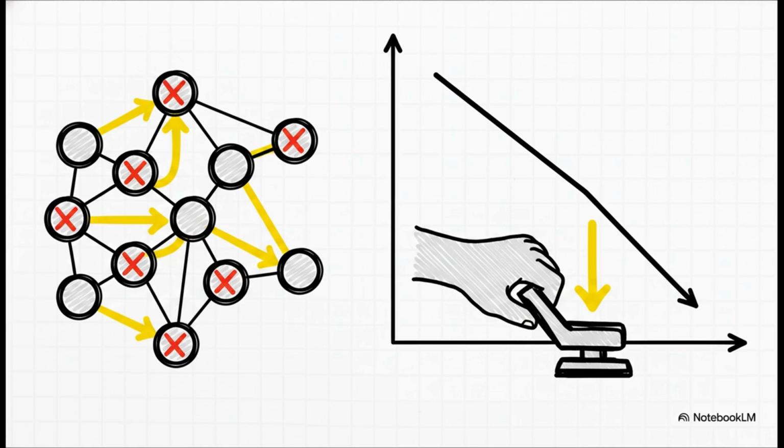Another awesome trick is early stopping. We continuously monitor the model on a totally separate testing dataset. And the precise moment the model starts doing worse on that testing data, even if its training scores are still going up, we hit the brakes. We stop training right there because we know it has crossed the line from true comprehension into just memorizing the noise.